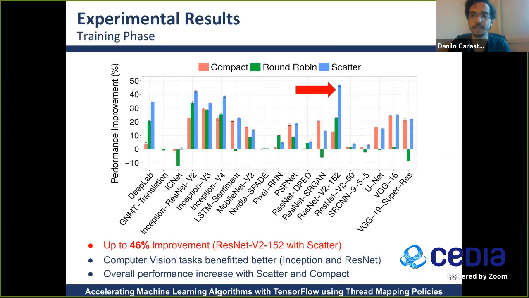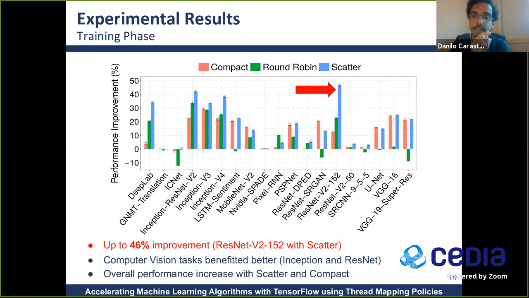For the results, we separated the experiments into 2 phases. The first one is the training phase of the benchmark, in which we have the machine learning models and want to optimize them for their task. In this graph, the x-axis shows the many machine learning models present in the AI Benchmark, and the y-axis shows the performance improvement of a certain thread mapping policy in comparison with the default thread mapping policy of the Linux operating system. In our experiments, we achieved up to 46% performance improvements.